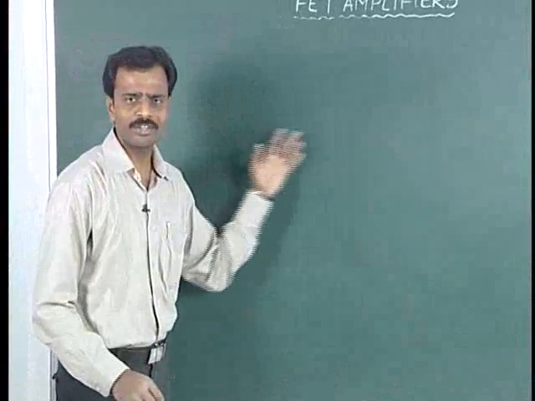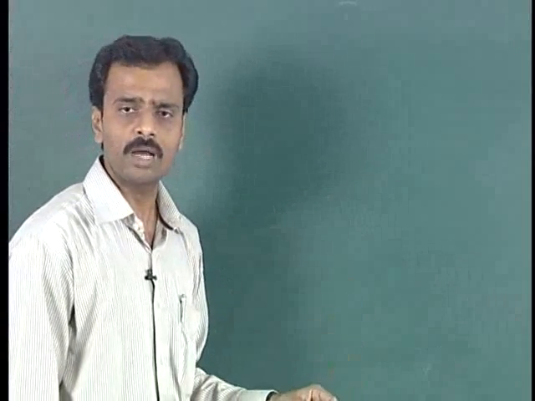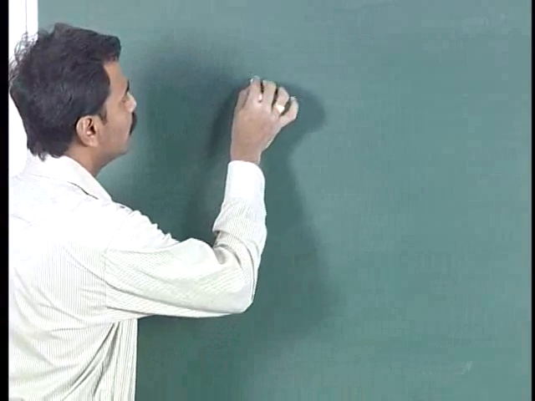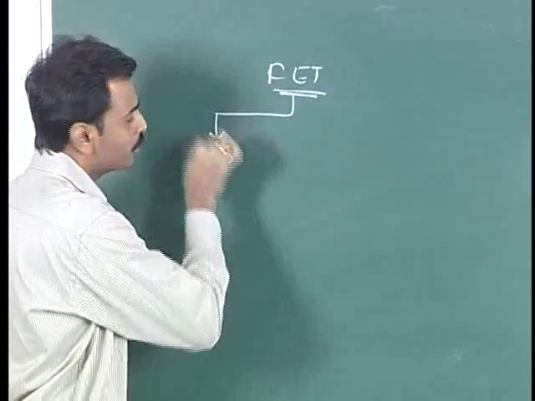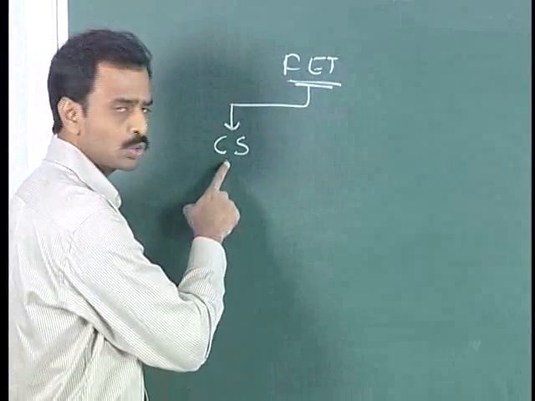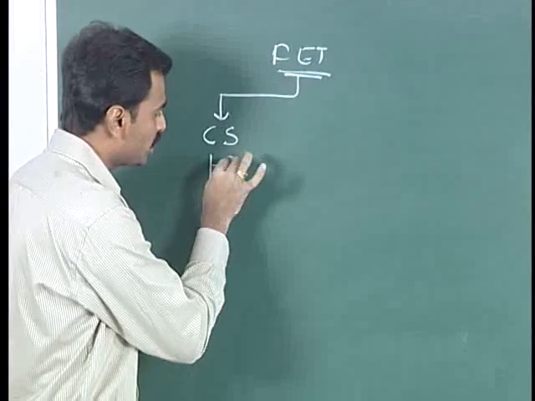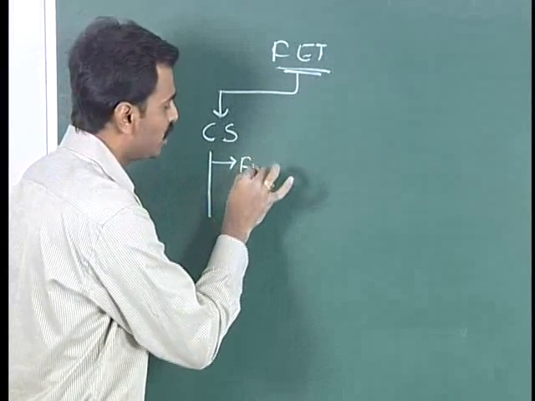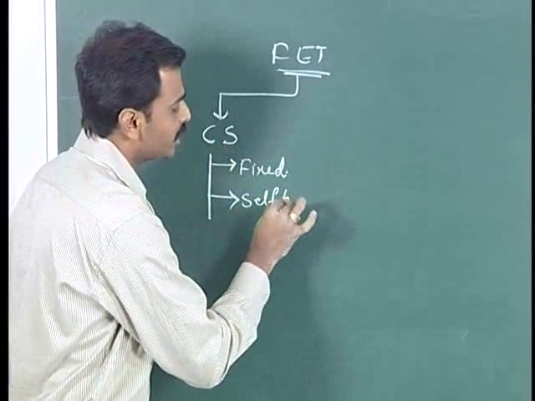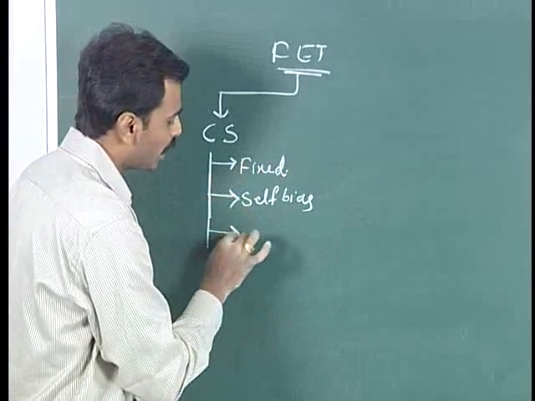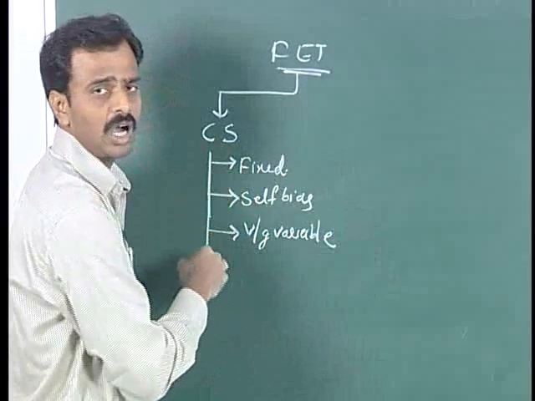Thus we have finished this unit. Let's see what topics we have discussed regarding FET amplifiers. First, there are three types of configurations possible: common source, common drain and common gate. First we studied the common source, in which three biasing techniques were discussed: fixed biasing, then self biasing, then voltage variable. These are the three techniques we have seen in the case of common source.